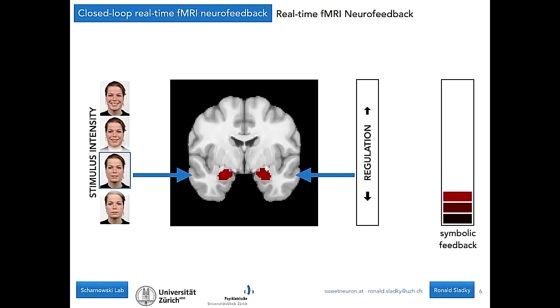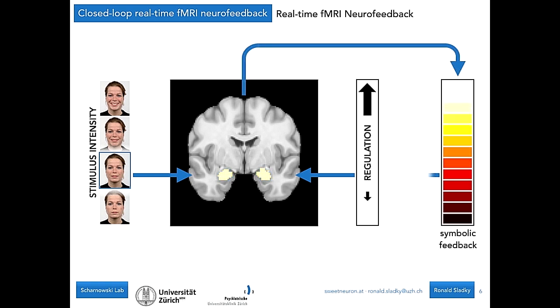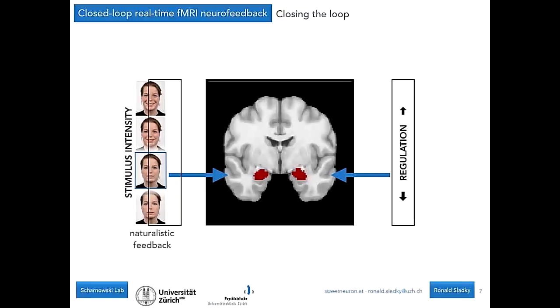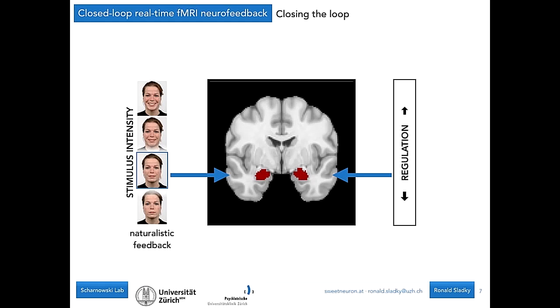In real-time neurofeedback, we make use of online processing of the data. If we instruct subjects to up or down regulate a target region, we can provide this as feedback to them, which facilitates better regulation of the target region. In closed-loop neurofeedback, we combine this symbolic representation of neurofeedback and the target stimulus, in this case emotional faces.